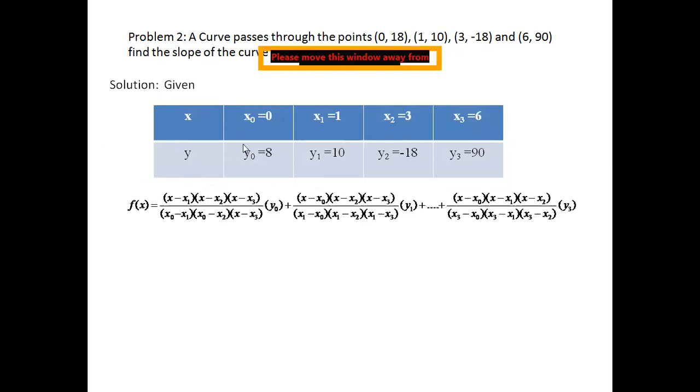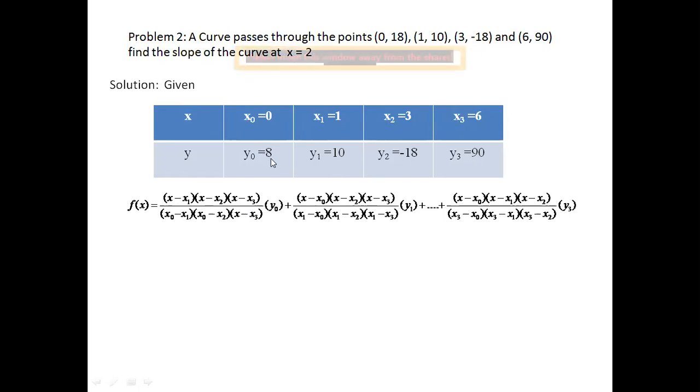What is the Lagrange's interpolation? So f of x is equal to, you have to write like this, that is (x minus x1) into (x minus x2) into (x minus x3). Instead of xn, you write the last value of x, that is x3 here. The denominator starts from (x0 minus x1) into (x0 minus x2) into (x0 minus x3), multiplied by y0. Plus, similarly, next is (x minus x0), (x minus x2), (x minus x3), divided by the denominator (x1 minus x0), (x1 minus x2), (x1 minus x3). You multiply this one by y1.